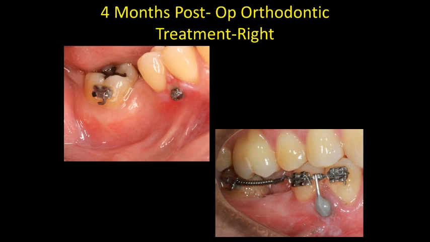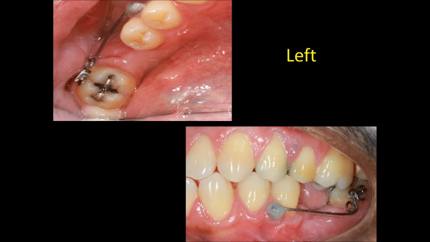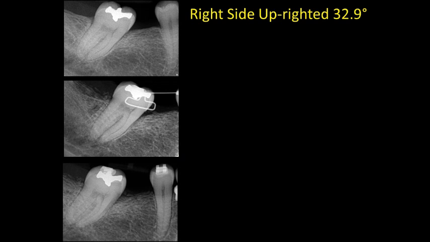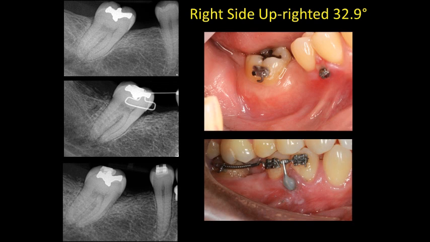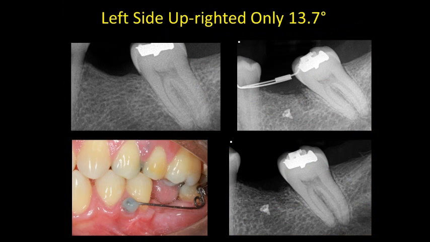4 months later, on the right side, we can see the space that has opened up. And on the left side, even though the space was much less, we can see on the left that we certainly have a better site for placing an implant. The right side was uprighted, remember, 32 degrees, and we can see the pre-op and the post-op 4.9 months later.